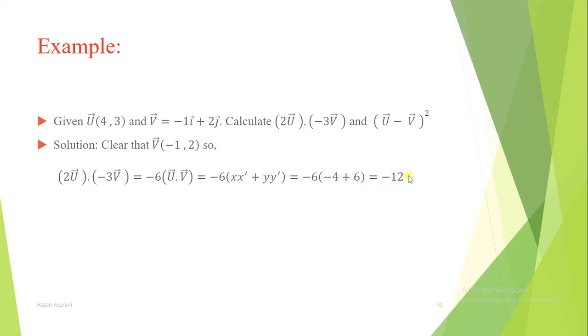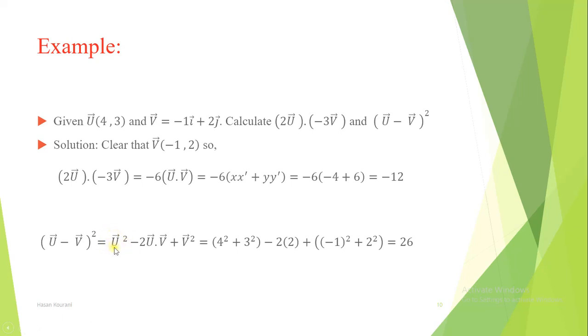The second part of our question is (u minus v) squared. As you see, this is a remarkable scalar product. It will be u squared minus 2 u dot v plus v squared. Now, let me remind you what is meant by u squared and v squared. If we have a vector u (4, 3), u squared is in fact u dot u.